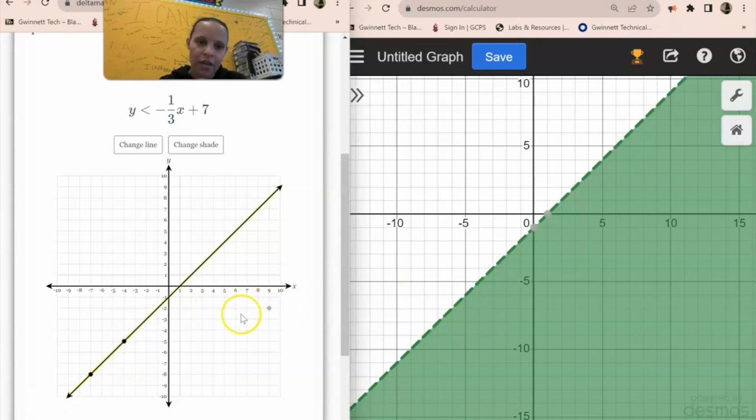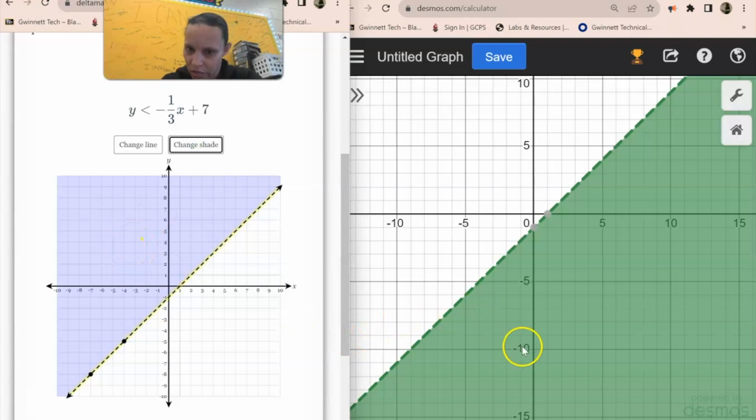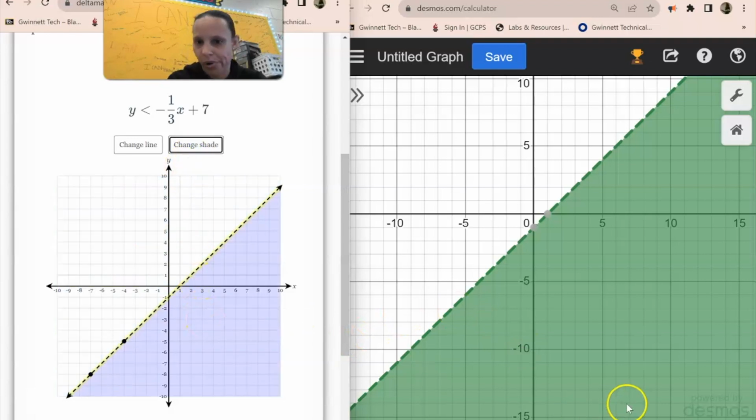Now look at that line, look at this line. What do you see? This is dotted, so let's change that to become dotted. What do you see right here? This is shaded here, right? So let's change the shade. Do I want it shaded there? No, because that's not what it is here. Change the shade. Boom, that's shaded. That's the first line inputted.